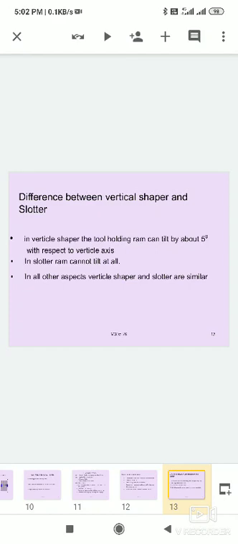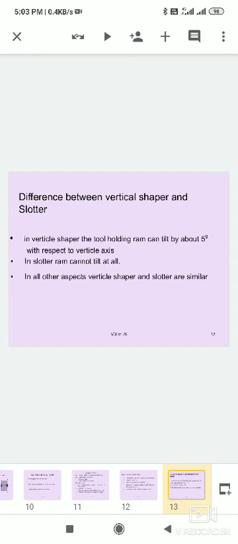In the slotter, the tool holding ram is in a vertical position, and in the shaper, the tool holding ram is in a horizontal direction. In this machine, in the vertical direction, the ram can tilt by about 5 degrees with respect to the vertical axis to change the angle, to require adjustments of the tilting.